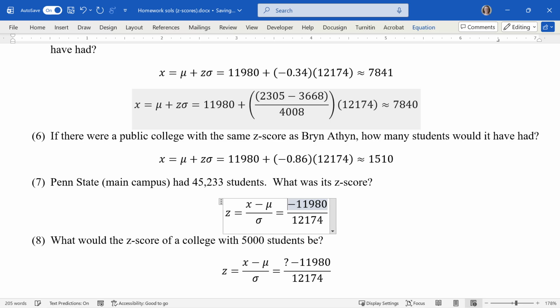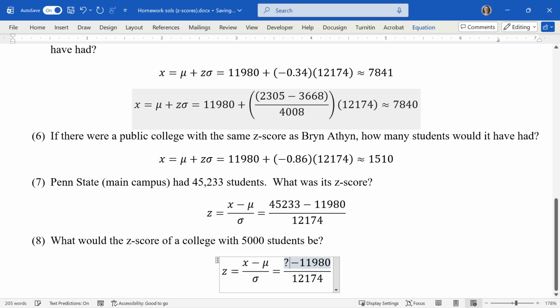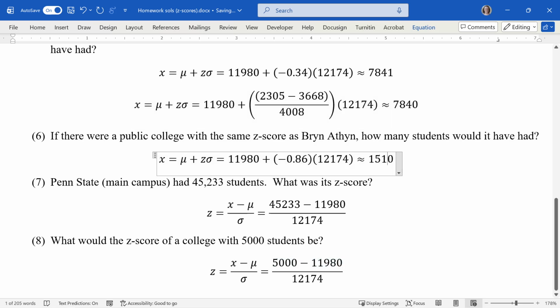All right, so the data value now that I'm going to put in for X is the Penn State one, the main campus, 45,233. This is a bonkers number of students. And for this one, it's a made up number of 5,000. I can already see 5,000 is between the SU number and the Bryn Athyn number. So I know the z-score is going to be between the SU one and the Bryn Athyn one. And I can already see this Penn State number is way above the mean. So it's going to be a big positive z-score.